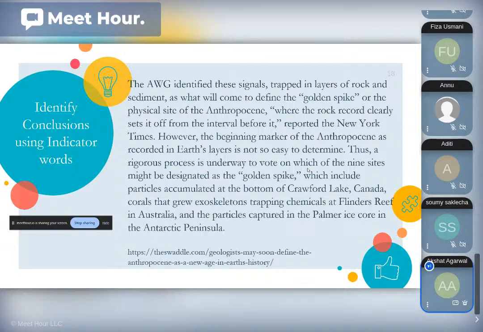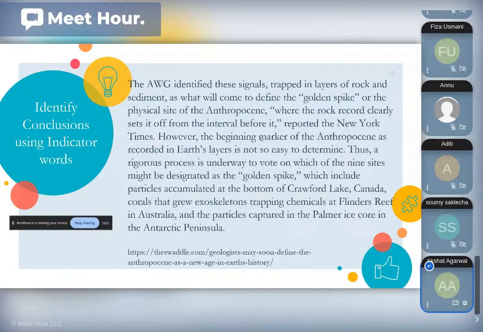And why is the author coming to that conclusion? Because he gives a premise before that. The beginning marker of the Anthropocene as recorded in Earth's layers is not so easy to determine, which is why there's a voting process going on, or that there should be a voting process, whatever the case is, right? So if you look at the word thus, it introduces a conclusion, it introduces an argument, right? There's a rigorous process of voting underway to determine what is the golden spike.